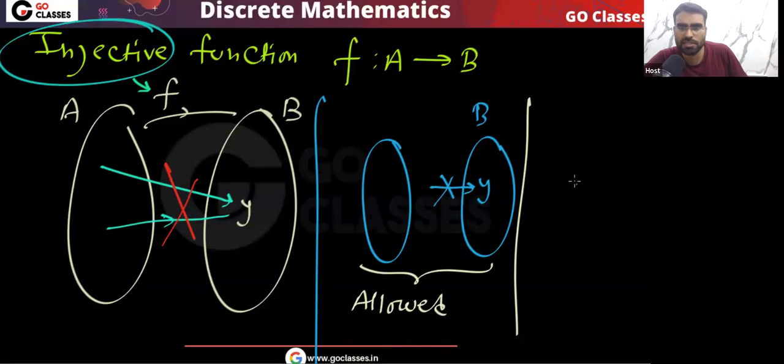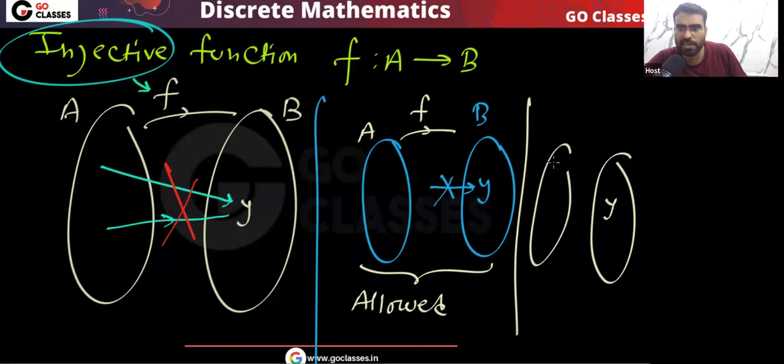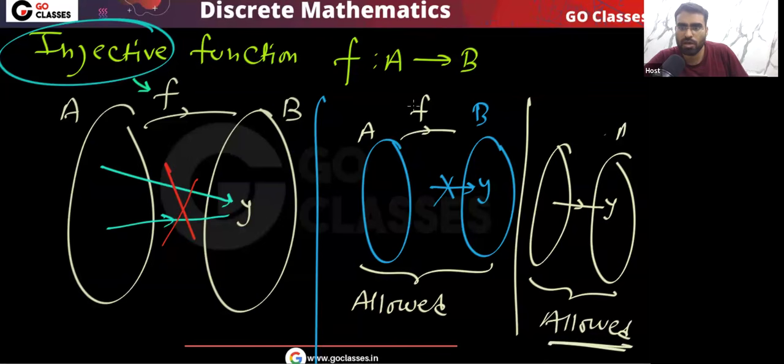Okay. Yes, this is allowed. Yes or no? Is this clear? And this is also fine, that this element has one preimage. This is also fine. Okay. This is also allowed. So I hope you understood.